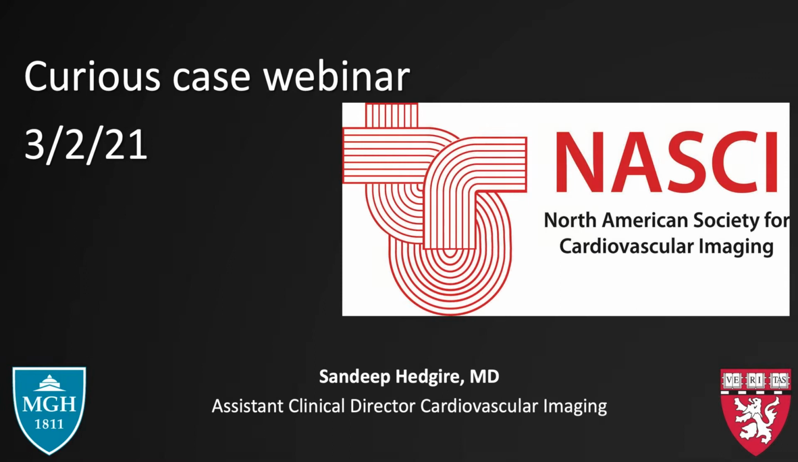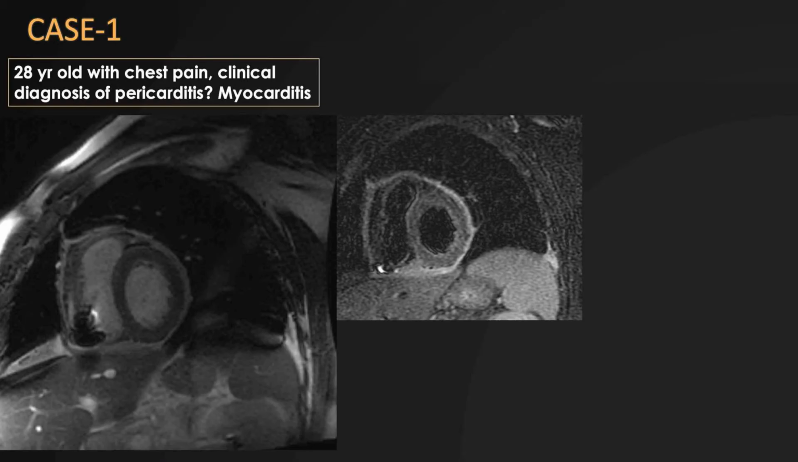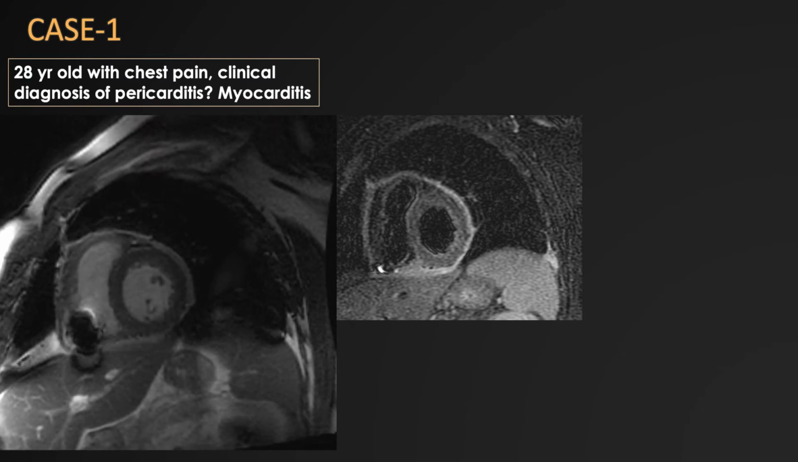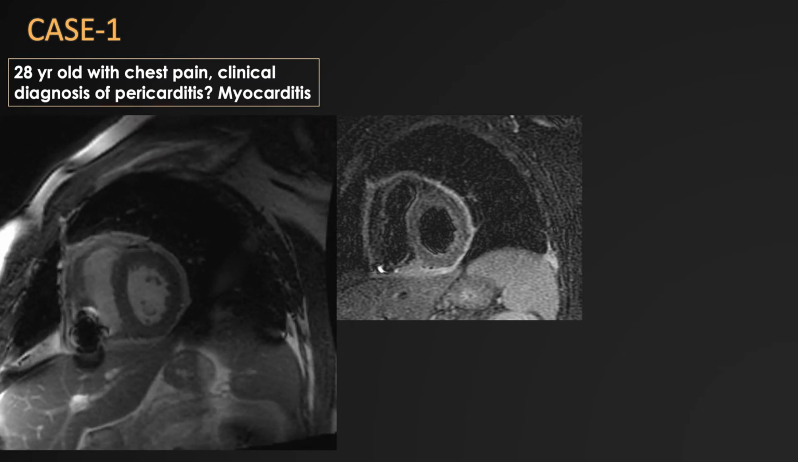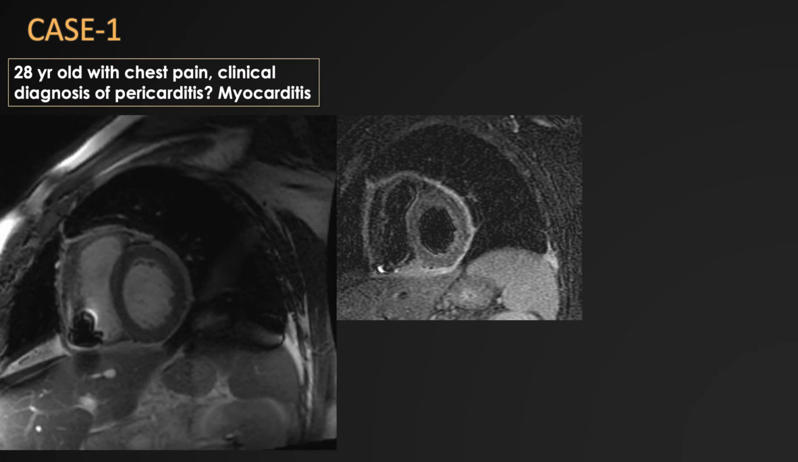So thank you all for joining. I have two cases to share. Case one is a 28-year-old man who presented with chest pain with a clinical diagnosis of pericarditis or myocarditis. And here are some SSFP short axis images. Next to it is a post-contrast T1 weighted image.